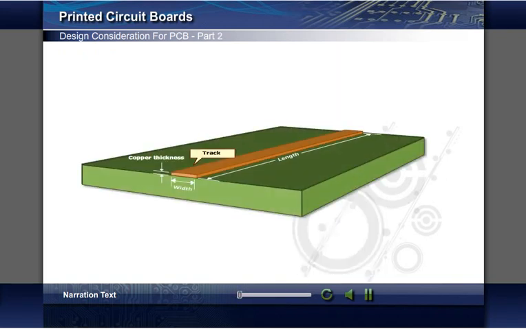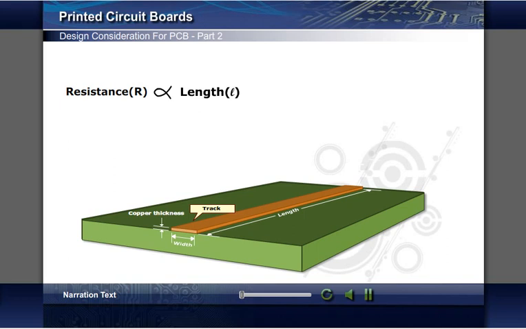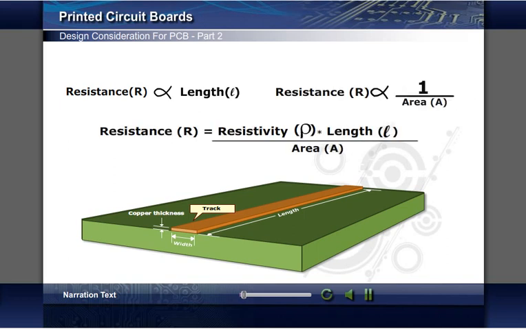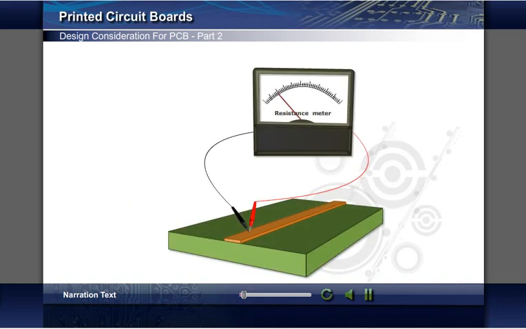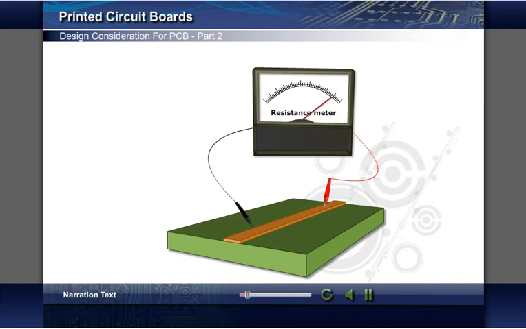Let us cover some basics to understand importance of track width. Resistance is directly proportional to length and inversely proportional to area. As can be seen in the figure, resistance is lesser for a small length of conductor and increases as the length of the track is increasing. Similarly, as area increases, resistance decreases and vice versa.